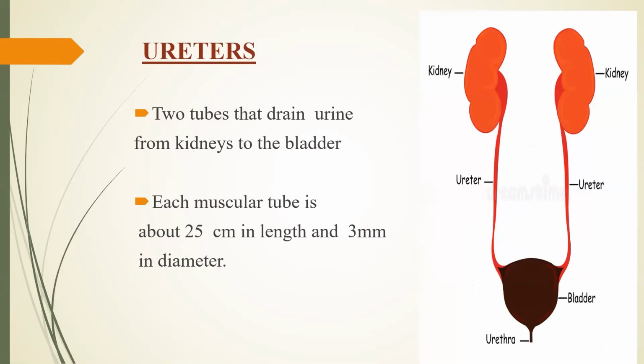But this is not specific. It can be about 25 to 30 centimeters in length or 3 to 4 millimeters in diameter. It is different in different human beings. Their main function is that they are helpful in passing the urine from the kidneys to the bladder. There is no extra function of the ureter.